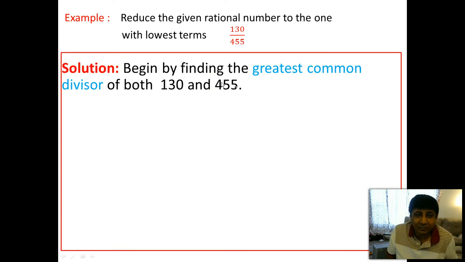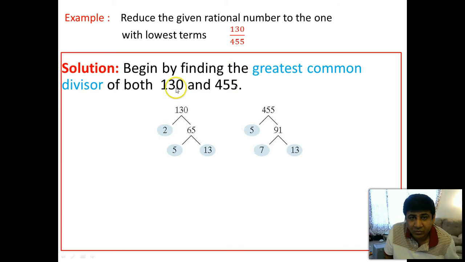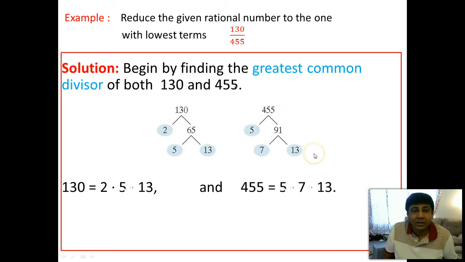Okay. Now let's find the greatest common divisor of the numerator and denominator. Both are numbers. So 130 and 455. If you remember from the previous sections, to find the greatest common divisor, we have to write the prime factorization of both. Prime factorization of 130 is this. Prime factorization of 455 is this. Okay. Write it down. So 130 is 2 times 5 times 13. 455 is 5 times 7 times 13.